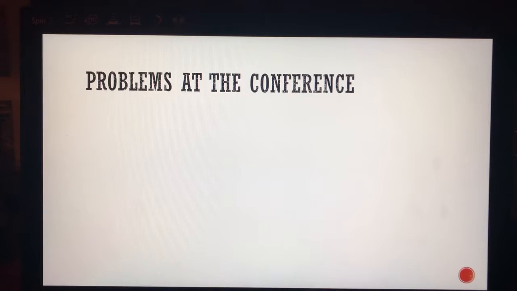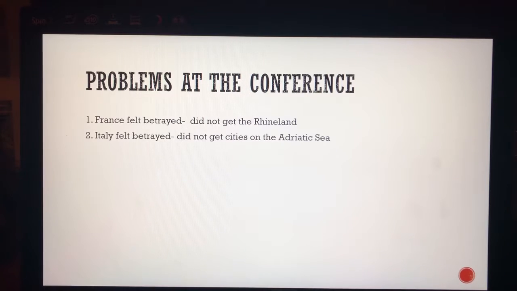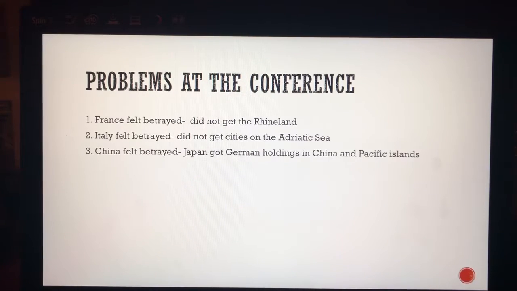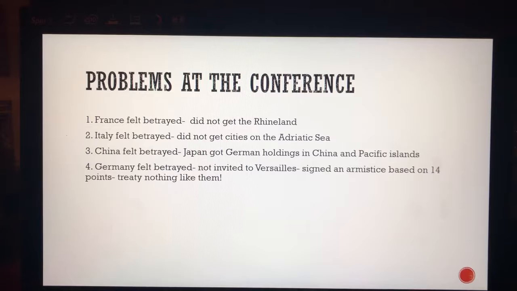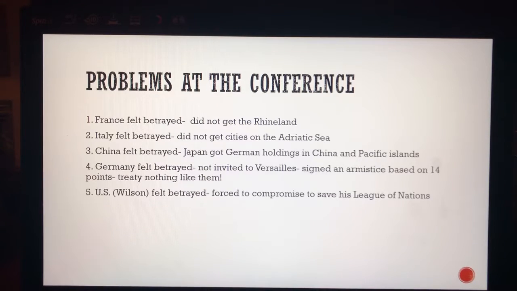But there's going to be several problems at the conference. France is not going to get the Rhineland. They're going to get a portion of it, and the Saarland. Italy is going to feel betrayed because they don't even get their port. They give it to Yugoslavia. China's going to be there, and they felt that they should get the German holdings, but Japan got them. Germany feels betrayed because it does not look like Woodrow Wilson's 14 points. They're not even invited to Versailles to negotiate peace.